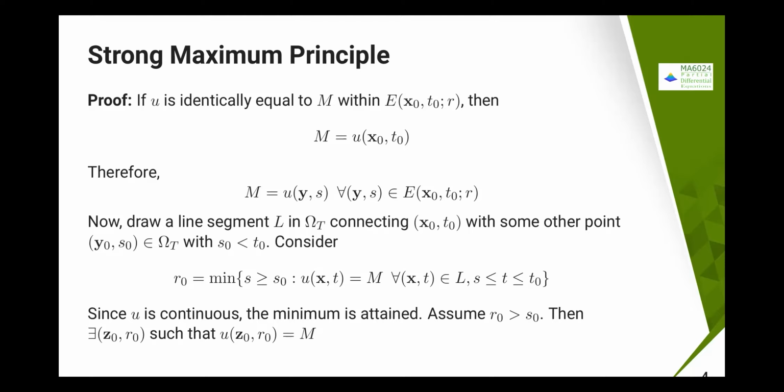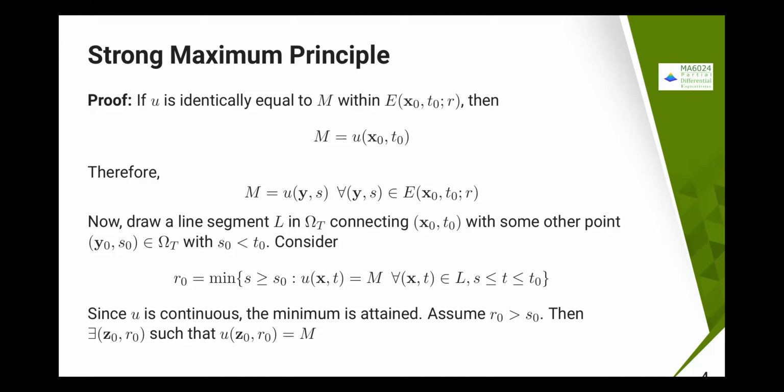So m is identically equal to m within r. Therefore m equal to u of y comma s for all y comma s in this bar. That's the meaning of that. So m equal to u of y comma s for all y comma s in e of x comma t. Now we are going to prove this: suppose we take some other places and then try to connect this one, and then we'll see what is going to happen.